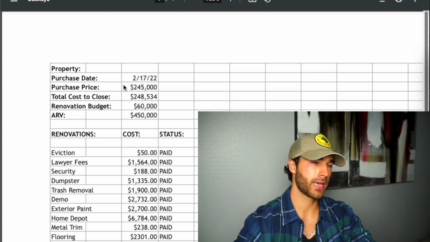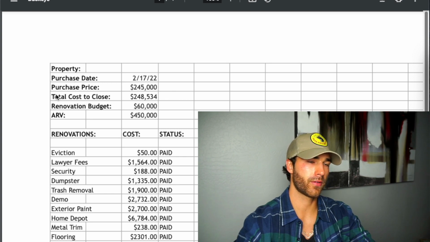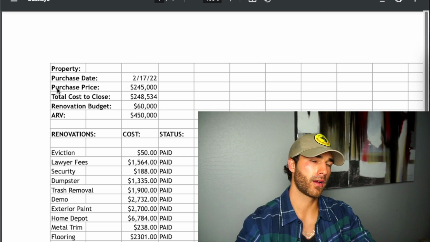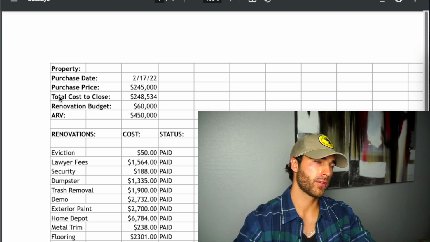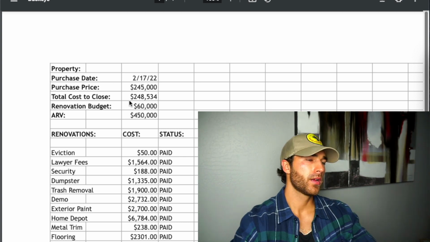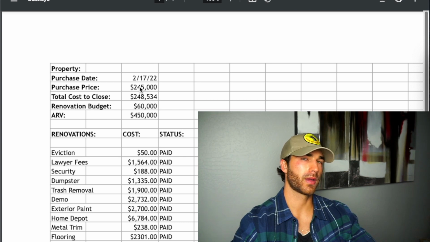The purchase price, and then also the total cash to close. So these are two different things. The purchase price is what we actually agree with the seller on what we're going to buy the property for. The total cash to close is always going to be higher than the purchase price, just from closing costs on the buy end. Total cash to close on this one was $3,534. I basically just subtracted total cash to close by the purchase price.